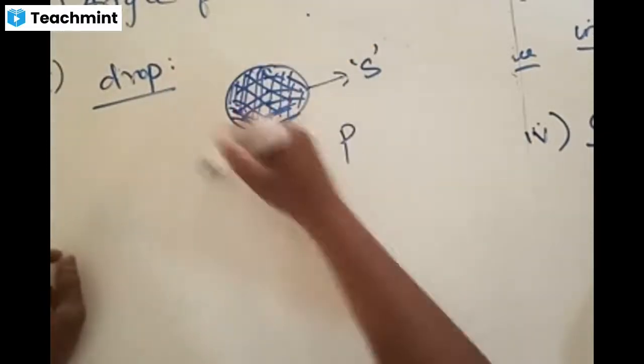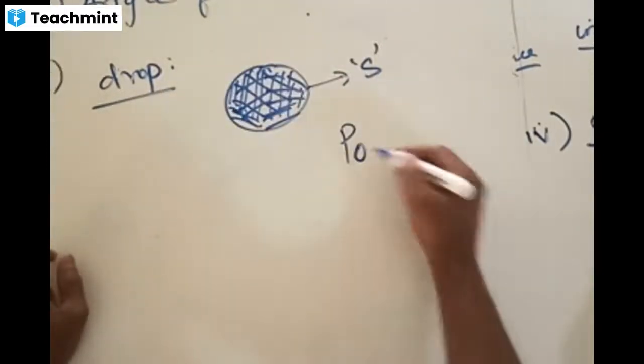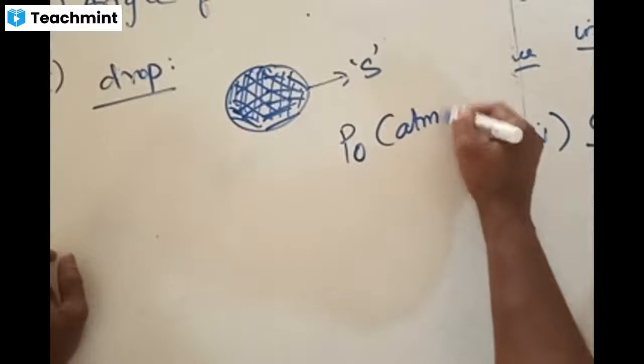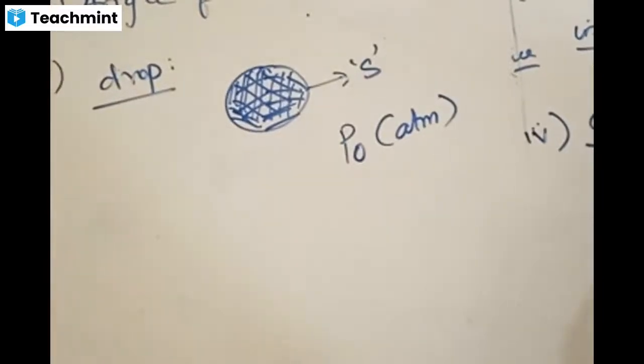This is a region called outside the drop. Outside the drop, there is a pressure called atmospheric pressure, which we denote by P naught.